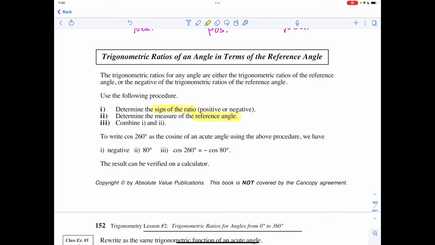So if I am mathematically showing it, if I have cos of 260, then I know that in this space, cos is negative. The reference angle is 80 degrees. So cos of 260 degrees would be the same as the negative cos of the reference angle, 80 degrees.